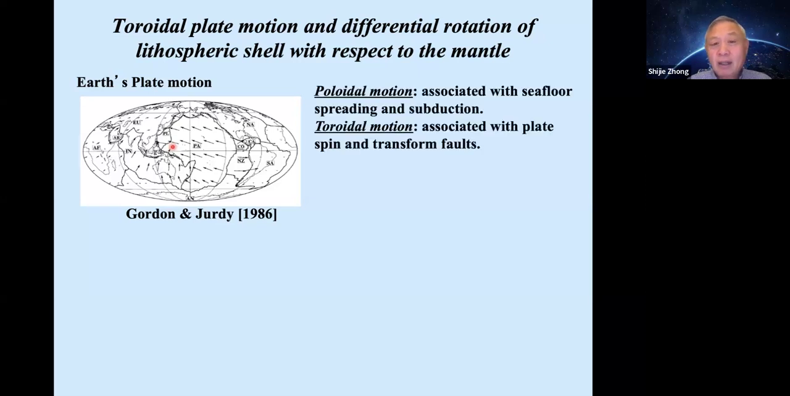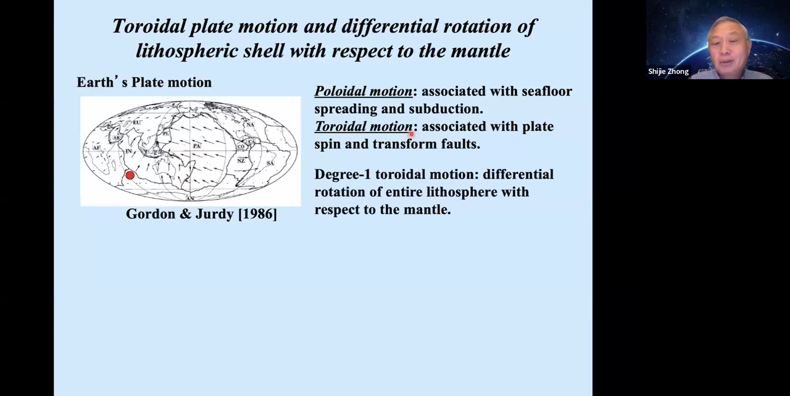Now, we have known for a long time that there are two components in this plate motion. One is what we call the poloidal plate motion, which is related to seafloor spreading, subduction, and anything related to material going up and down. Toroidal plate motion, on the other hand, is associated with plate spinning and also transform faults, like the San Andreas transform fault.